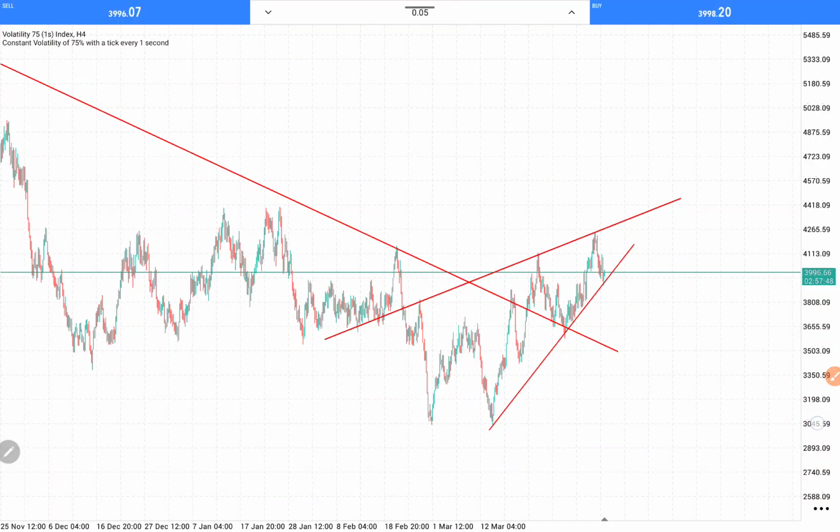Welcome to this episode, and I want to show you guys something on how to spot a sniper entry with Fibonacci retracement.